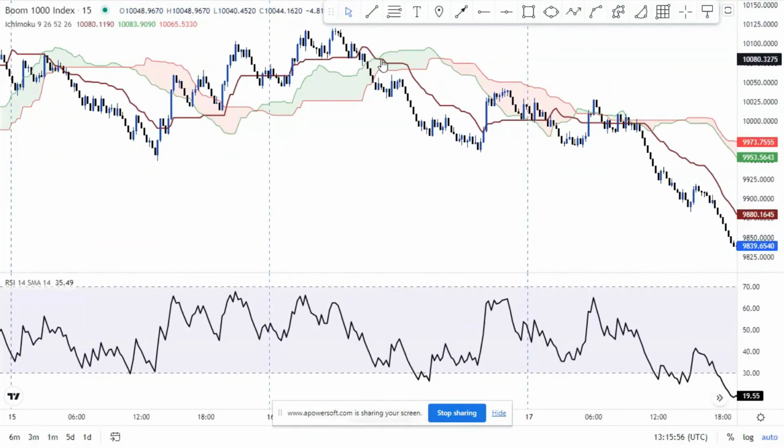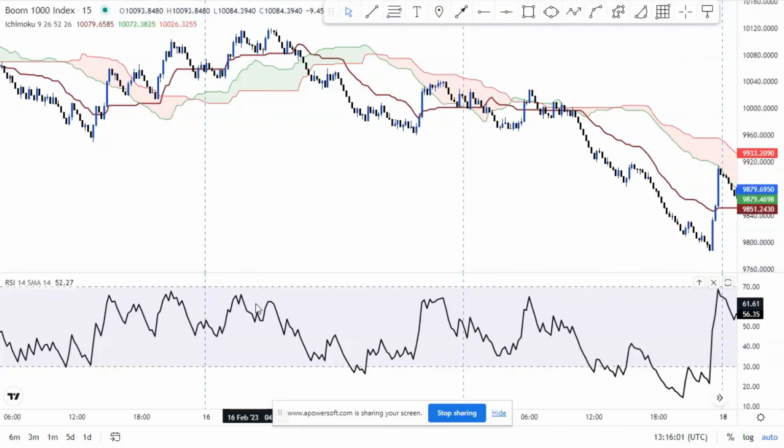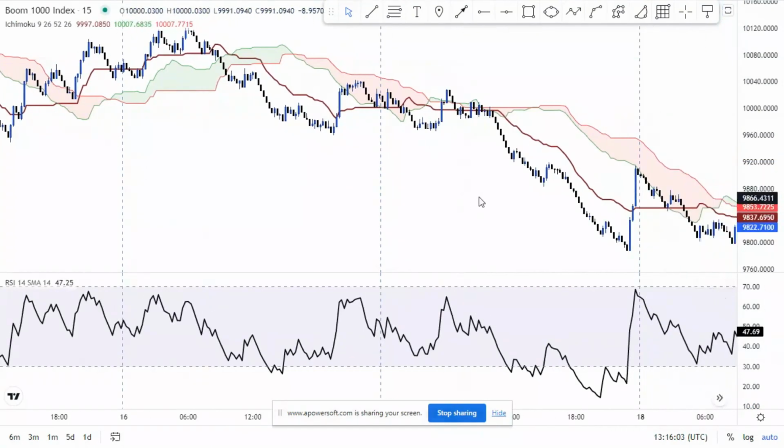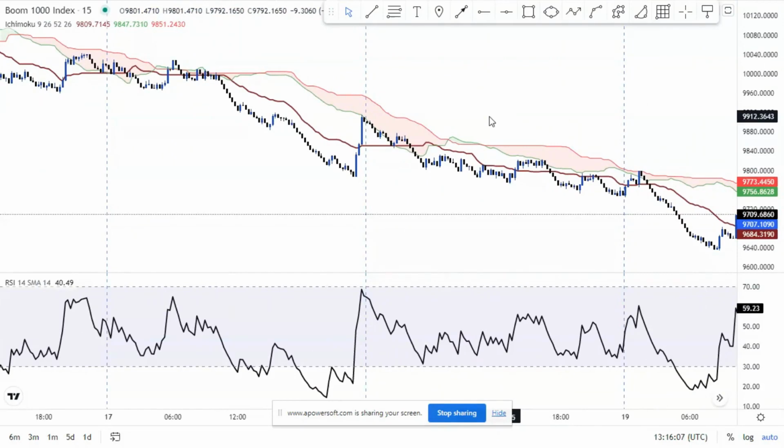So here the baseline crosses the cloud, we're going for the sells. And then remember, we have to watch our RSI. You guys, I don't want to over repeat myself. I've over talked, I've over explained, so you can rewatch the video.